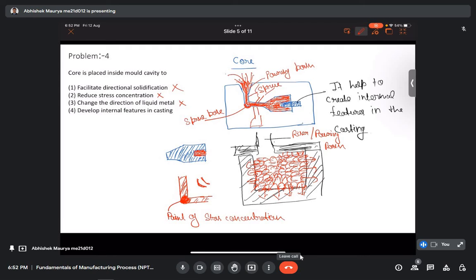The fourth option is to develop the internal feature in the casting. Yes, it is correct, because we have already discussed that cores are used to create internal features or internal holes inside the casting. So the fourth option is the correct option. I think I am clear, but if any of you have any doubt, please let me know, we can discuss. Otherwise I shall move to the next question.